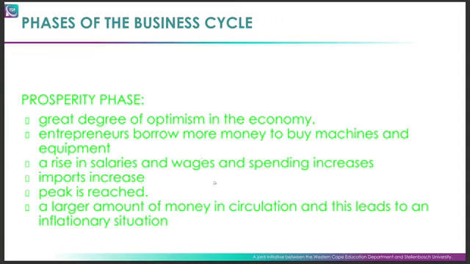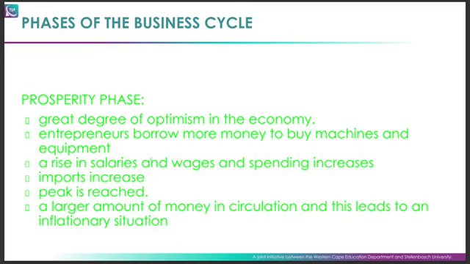And because consumers are earning more money, their spending also increases, right? And because people have extra money that they can spend, and they can access loans easily, we find that imports increase, because now they can afford to buy those goods from outside the country and pay whatever costs there are. And this will carry on until a peak is reached.